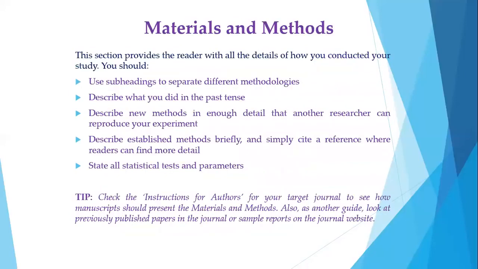Okay, next comes the materials and methods. I generally say that we should start with the materials and methods section, and when you are doing this, use subheadings to separate the different methodologies. Describe everything in the past tense, and describe new methods in enough detail so that any other researchers can reproduce your experiment. Establish the methods briefly and cite the proper references from where readers can get more details. And when you are using some statistical test or parameters, describe them, so that anyone else who is trying to replicate your result or conduct a similar kind of study can also replicate your study.